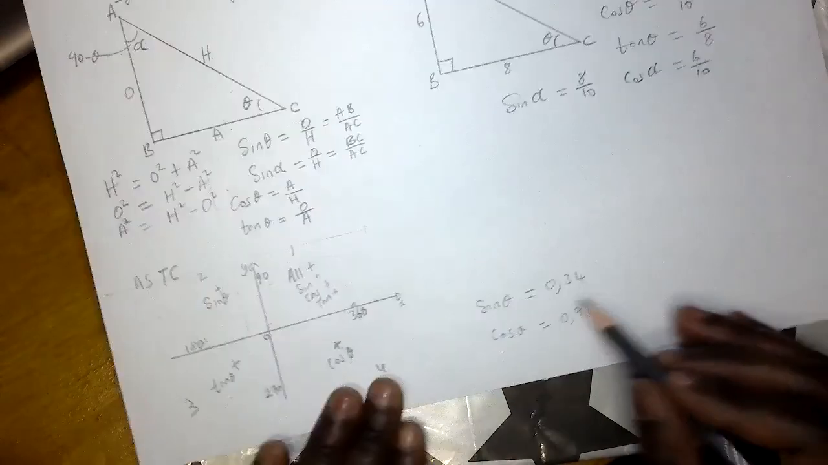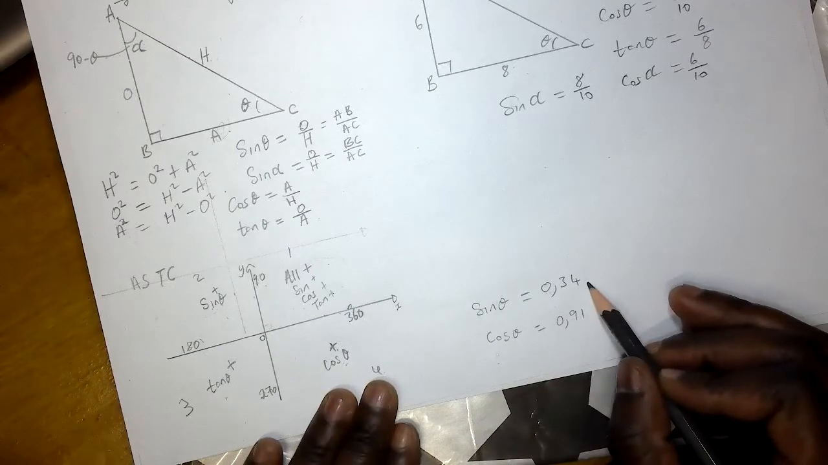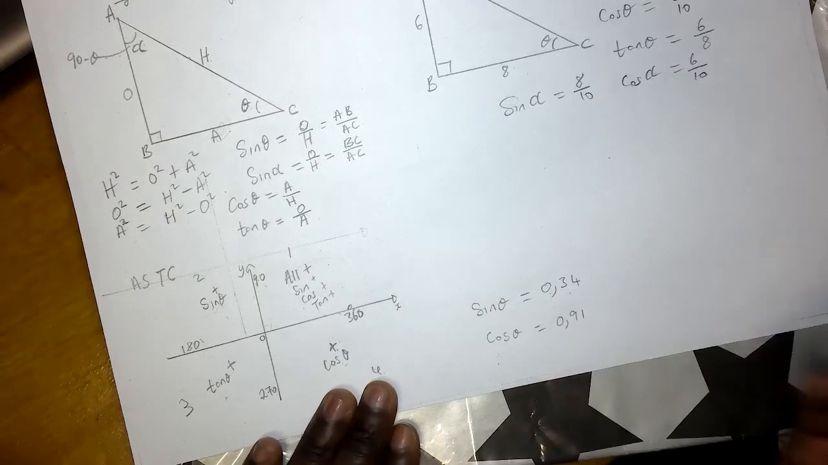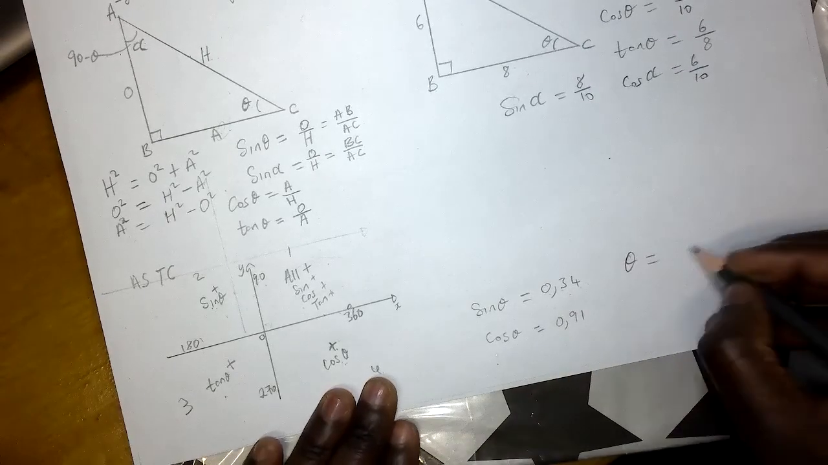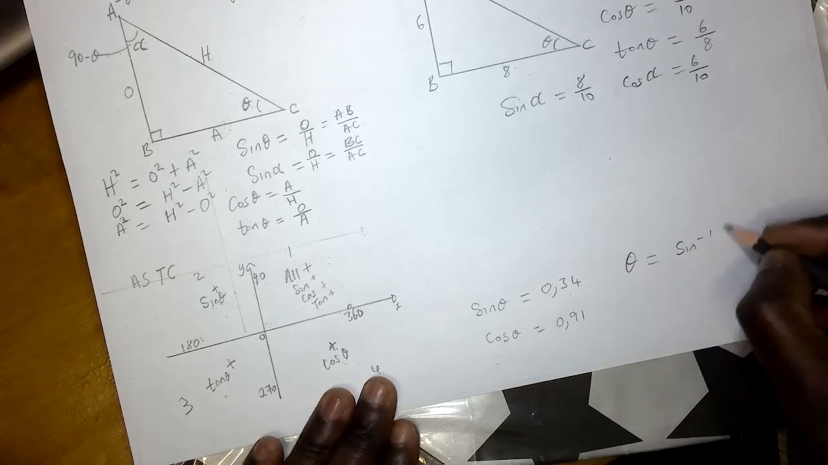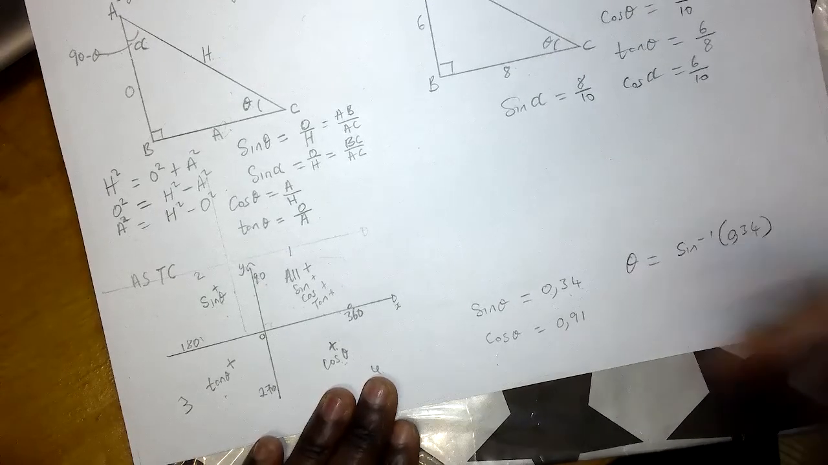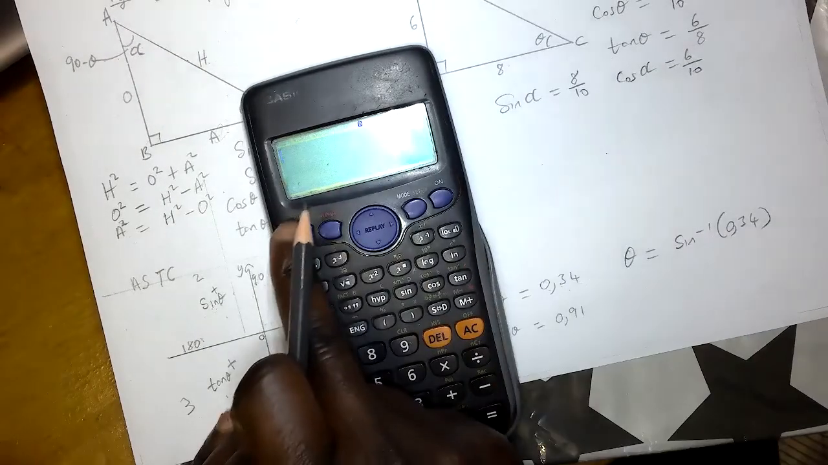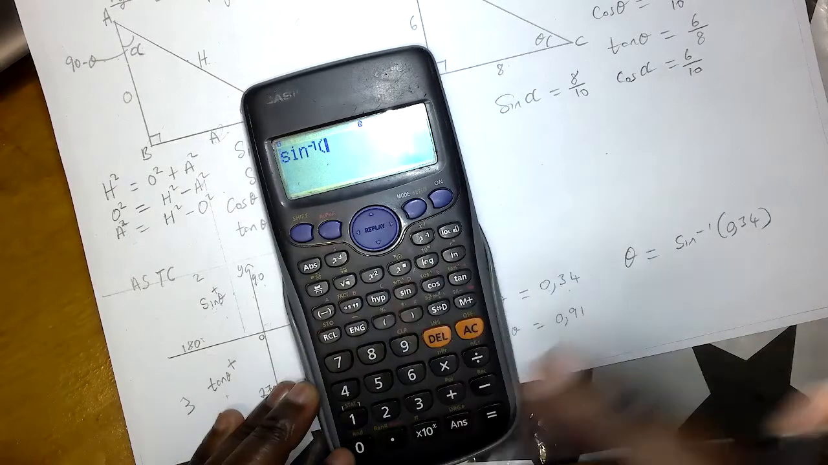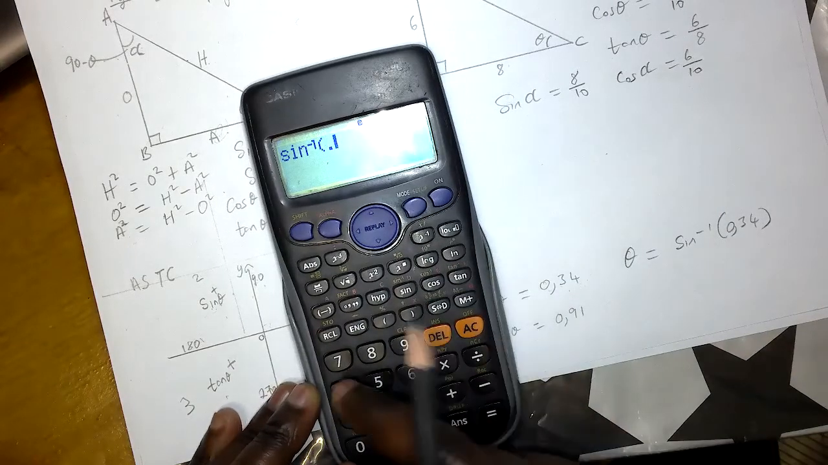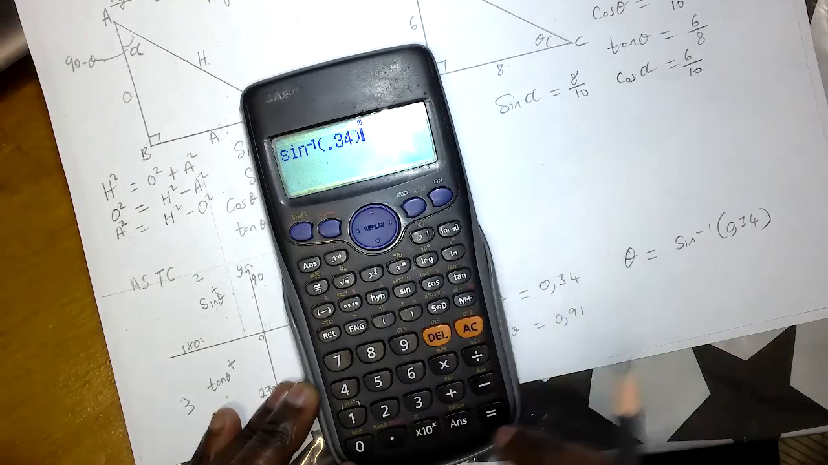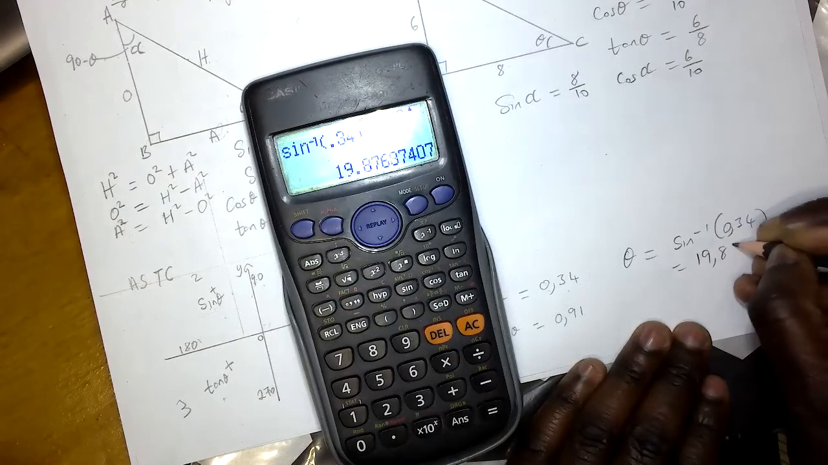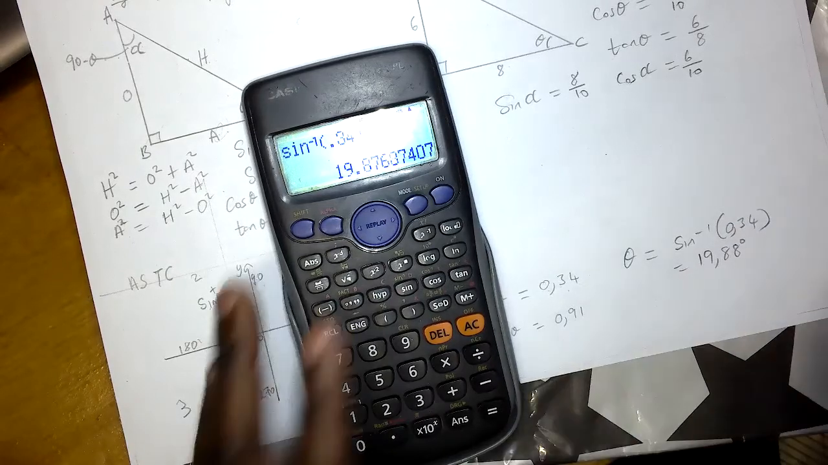For example, here you are given that sine theta is equal to 0.34. Now they want theta. How do you get theta? Theta is going to be equal to arc sine of 0.34. Now you punch it here. When you are punching it, you press shift, sine, then you write 0.34, then you press equals and you get your answer. This one will be the angle 9.88. Always leave your answer to two decimal places.